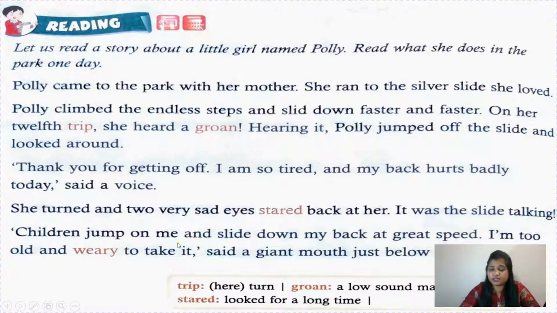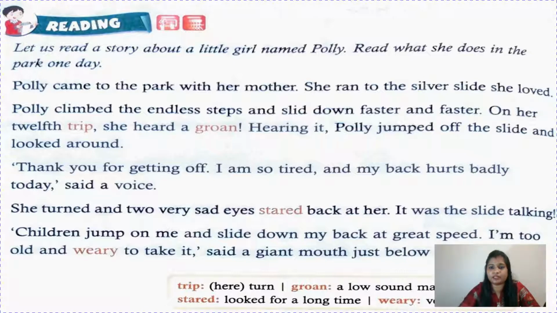Children jump on me and slide down my back at great speed. I'm too old and weary to take it, said a giant mouth just below the teary eyes. Weary means very tired. So, children, what do you think? Whose giant mouth was that? Who was speaking? It was the slide talking, and it was saying that it is a park. Okay, so every day children will come. So they jump on the slide and they slid down its back at great speed, like Polly was doing.